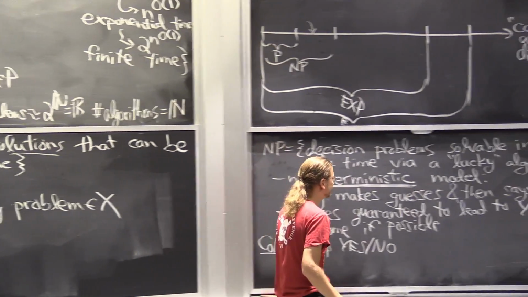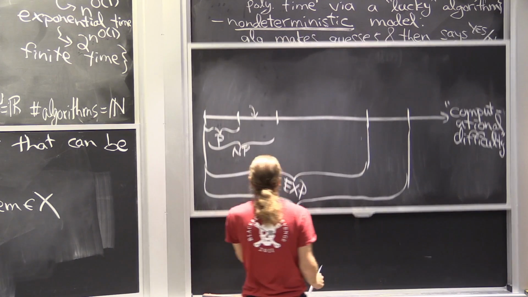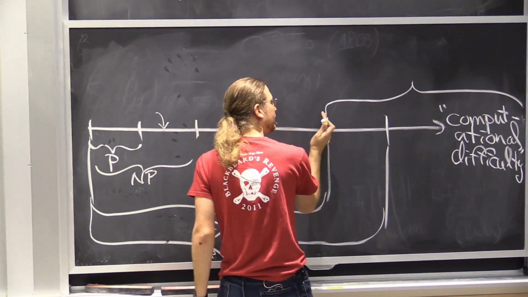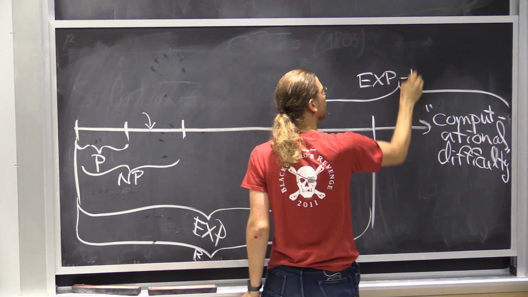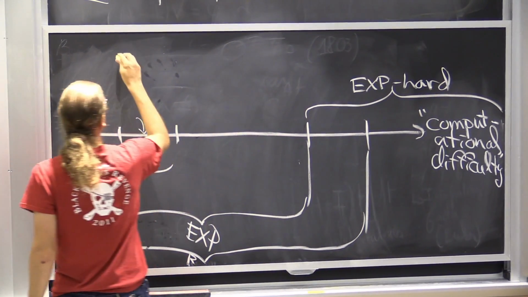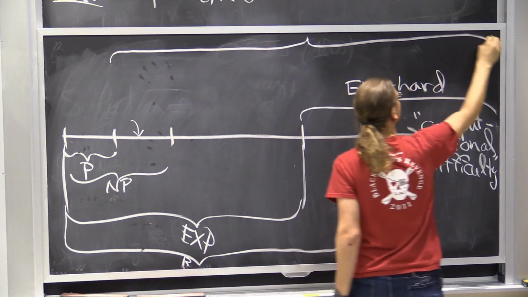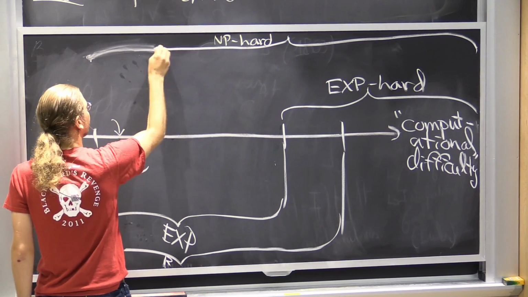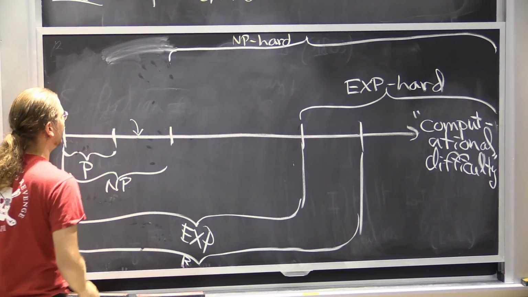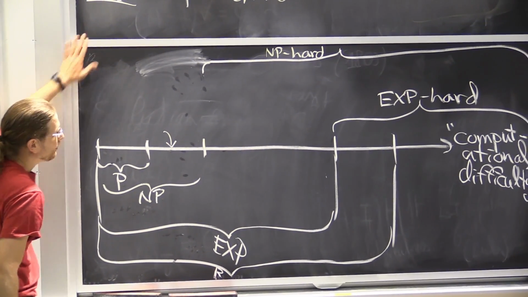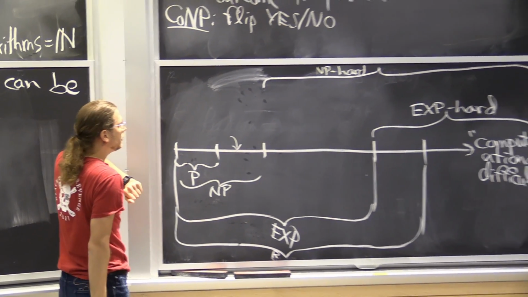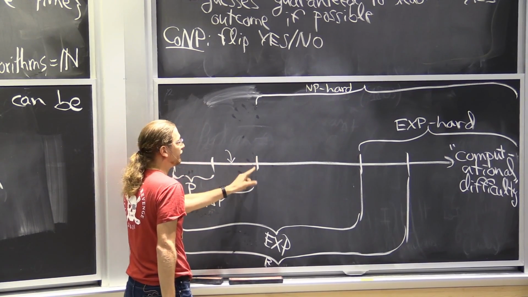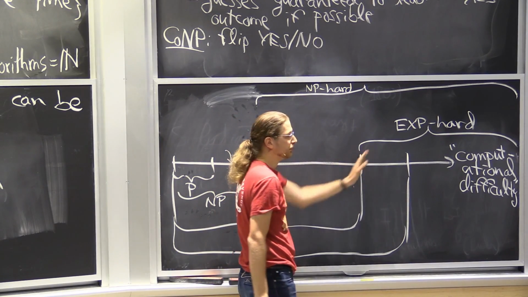So what that means in this picture is the following. Every problem from here onward is exp hard. And every problem from here onward is NP hard. We won't talk about P hardness. That's a notion in parallel computing. Maybe we'll have time to talk about it, but it's not currently on the plan. So this is the lower bound side, right? You're proving that you're at least as hard as the very hardest problem in NP, or you're at least as hard as the problem in exp.